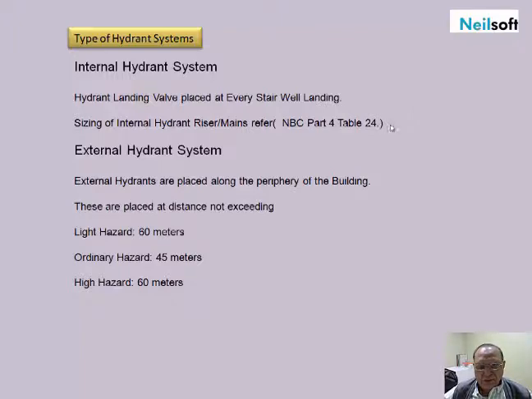In the Table 24, they have considered the internal hydrant with the different size of risers. That is about 100 mm dia riser and 150 mm dia risers. There are elaborate notes already provided, and the number of hydrants, whether it is one hydrant or two hydrant, and where it is to be provided, under what occupancies, those are also explained.